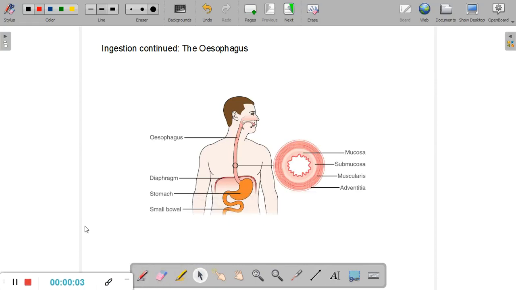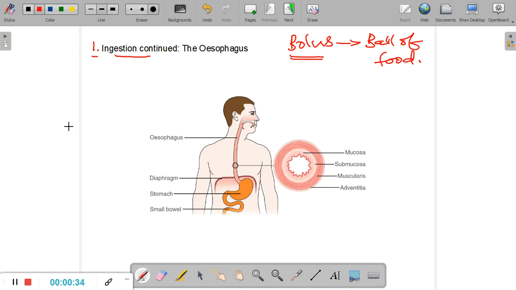In this session, we'll continue with ingestion. Yesterday we were studying ingestion, where we studied the role played by the tongue and by the teeth. And we also figured out that the food that is mixed with the saliva and is swallowed is called the bolus. So, bolus is nothing but food plus the saliva. It's a ball of food in simple terms. Ball of food.